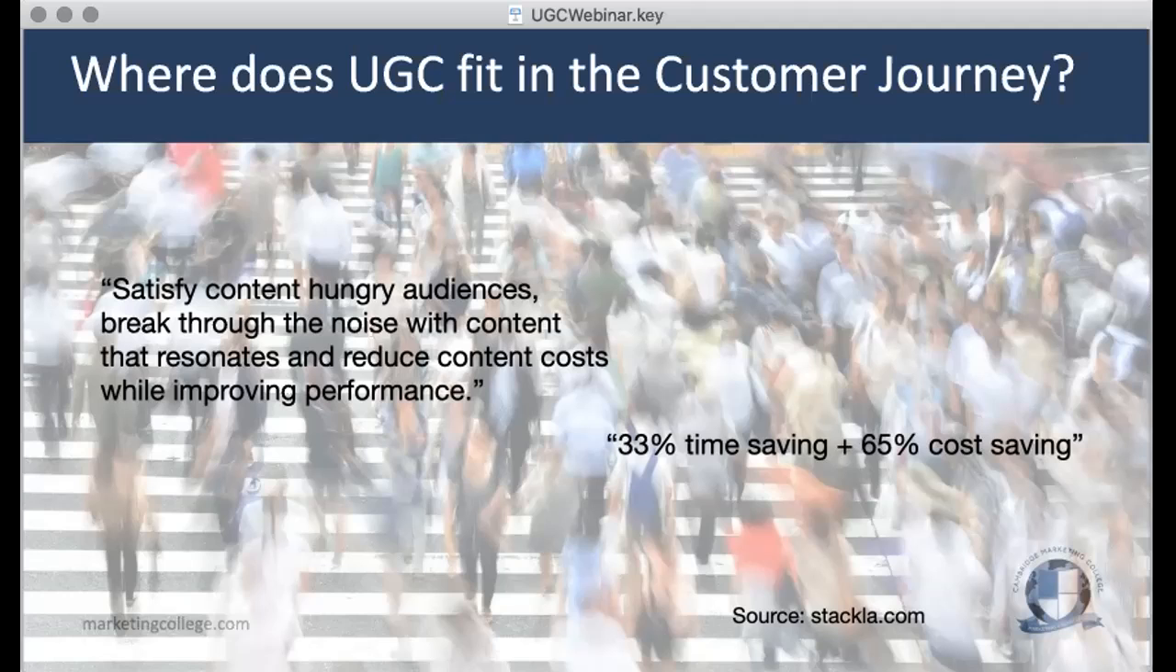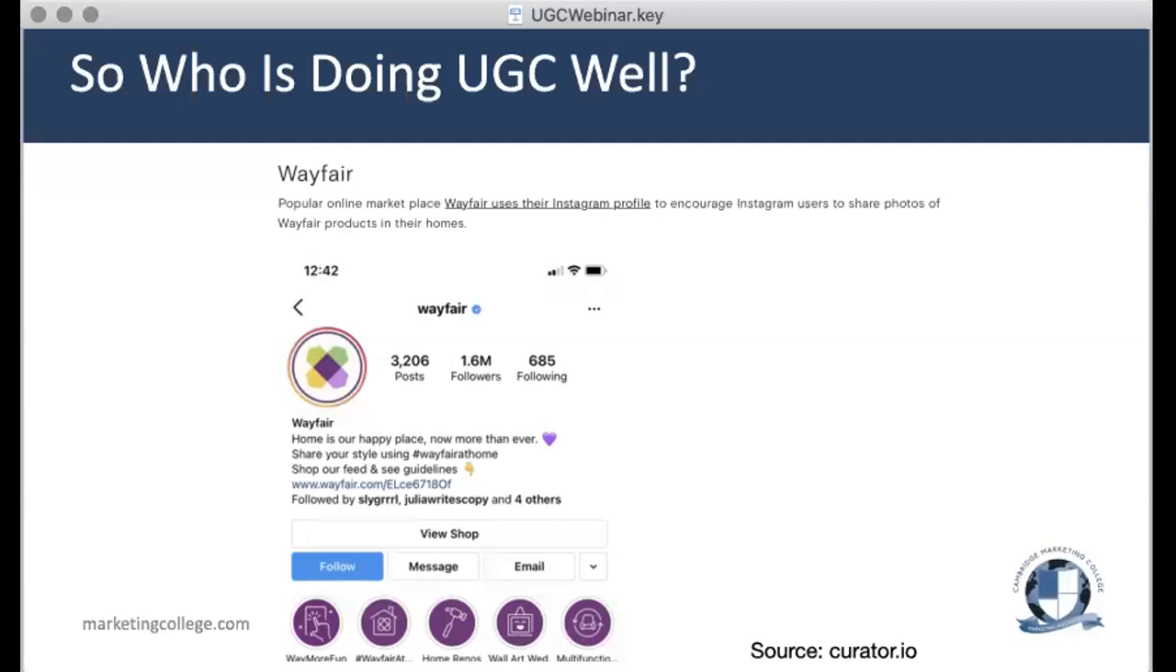So if you're still sat there thinking, I'm still not sure if it's for me, we're loading up the benefits here that we really must have user-generated content within our strategies. I'm actually almost to the point now of convincing myself to put this in there. So who's doing this stuff well? Okay, so I've got some examples for you.